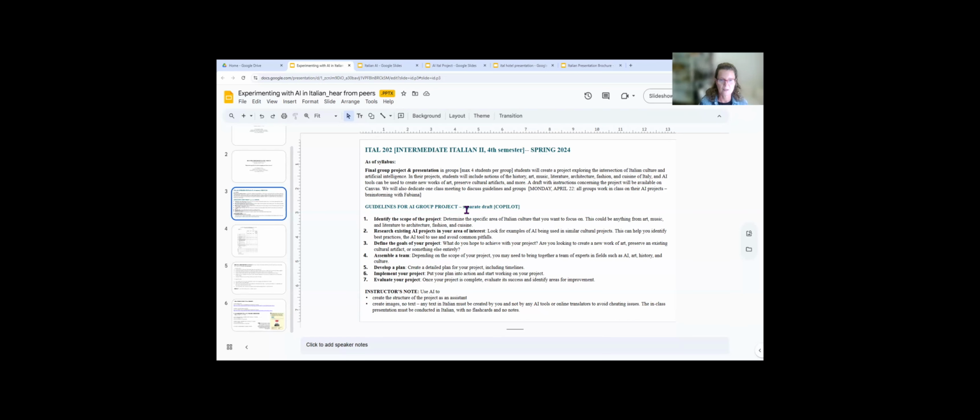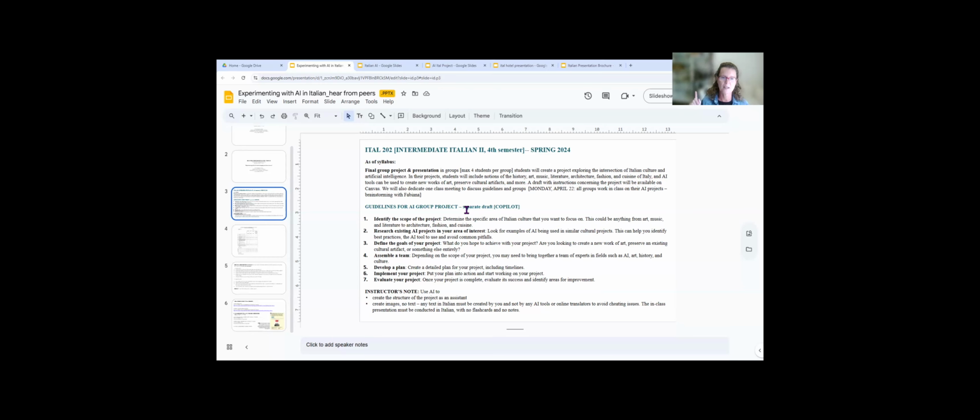And develop a plan, create a detailed plan for your project, including timelines. Implement your project, put your plan into action and start working on your project, and then evaluate your project. Once the project is complete, evaluate its success and identify areas of improvement, right?